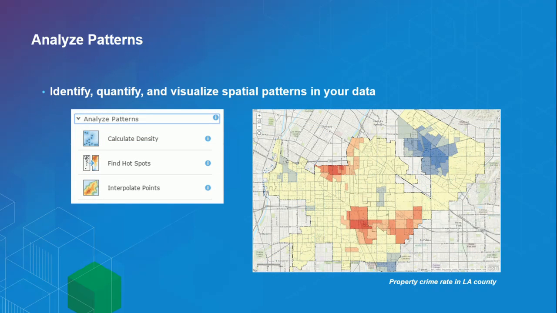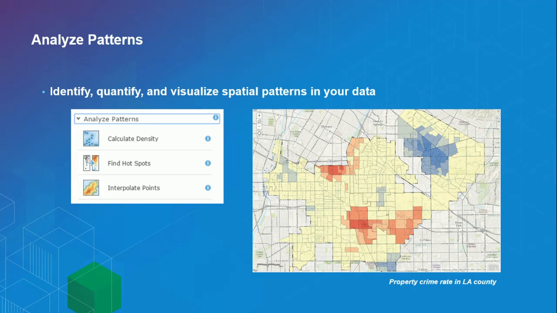Analyze patterns. These are typical spatial analysis tools, allows you to understand the distribution of your spatial data, calculate density. You can use it to create a crime incident density map so that you know which area in your city the crime mostly occur. And you can use find hotspots, cold spots to get statistically significant hotspots, cold spots for specific spatial phenomena. And you can use interpolate points to perform spatial interpolation.